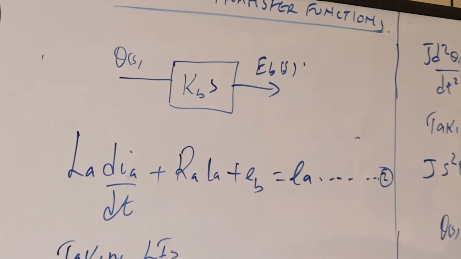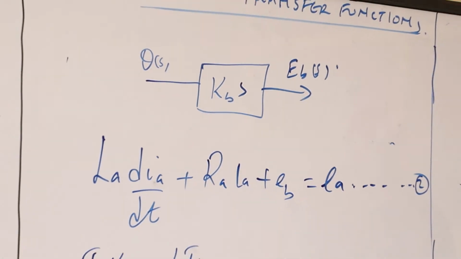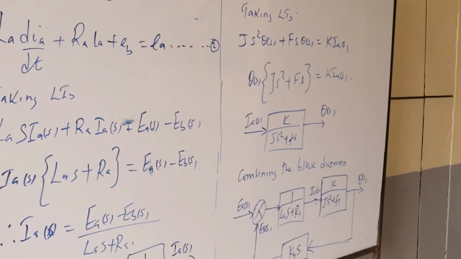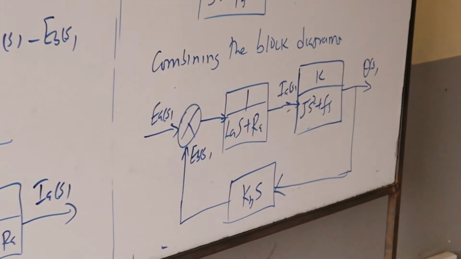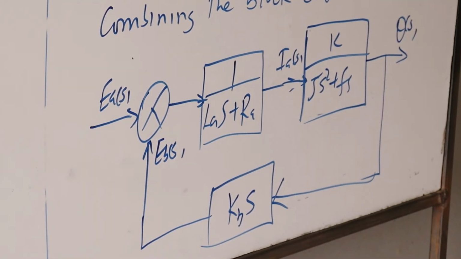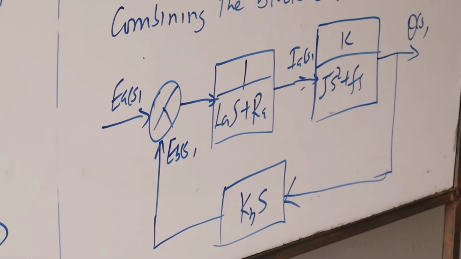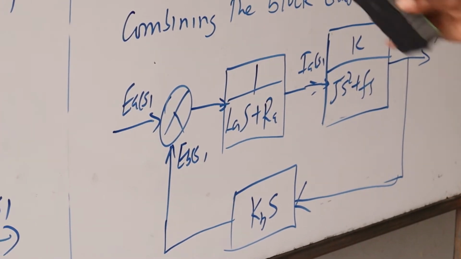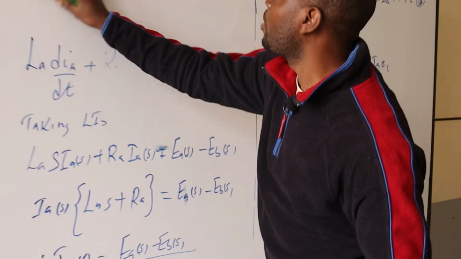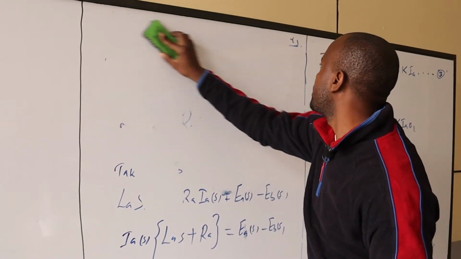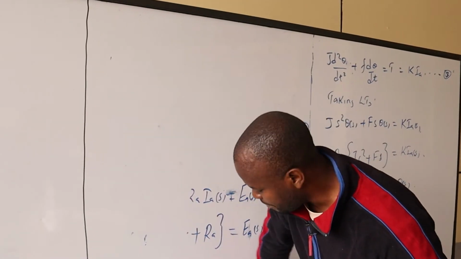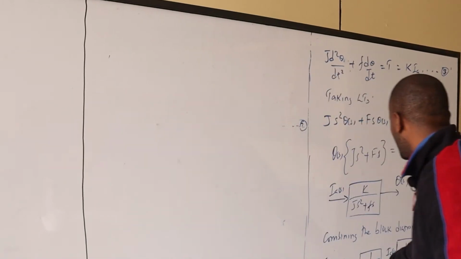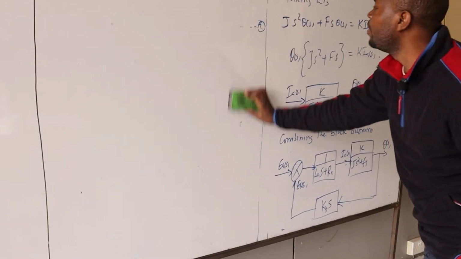Then here we have this, which is now the overall block diagram. From that, we can use the block diagram methods to obtain the overall transfer function of this system. If we use the overall block diagram, we will find that this one will multiply that, and then that one will be the feedback.